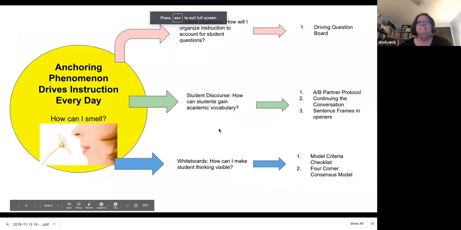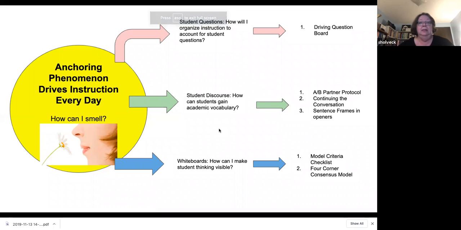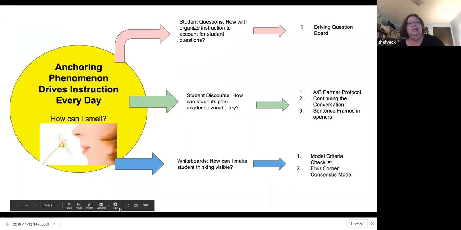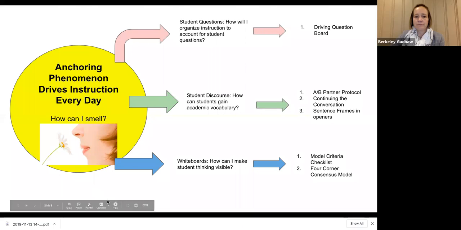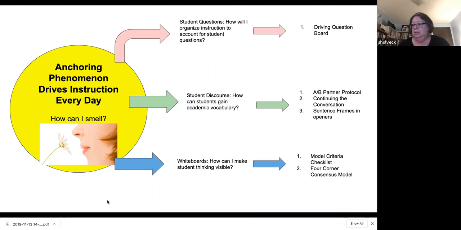So shall we get started? I know we're starting a little bit late, so we're hoping that we'll be able to go through our webinar, and we're going to start with the very first and what I think is one of the most important things that you can do to next genify your instruction, and that is starting with an anchoring phenomenon that drives instruction every single day, and that students are referring to and deepening their understanding throughout the series of lessons.